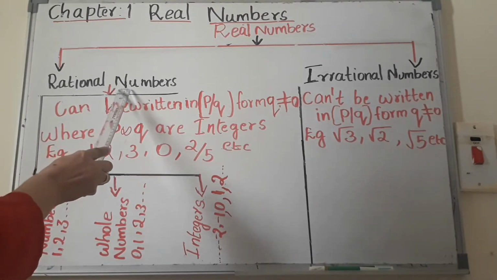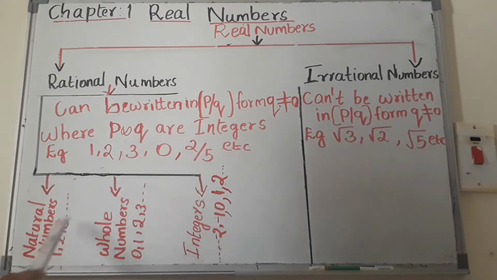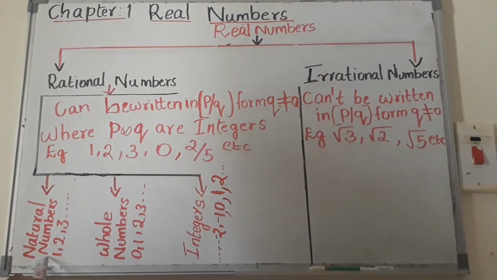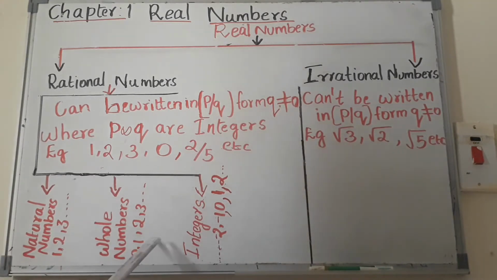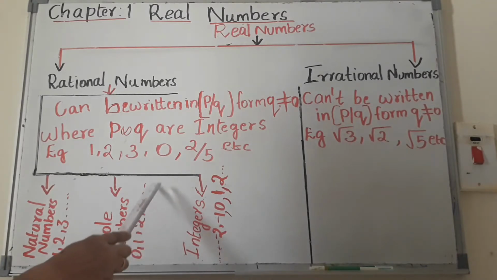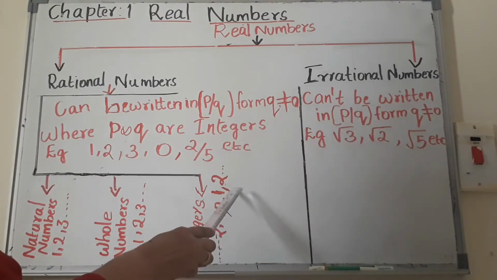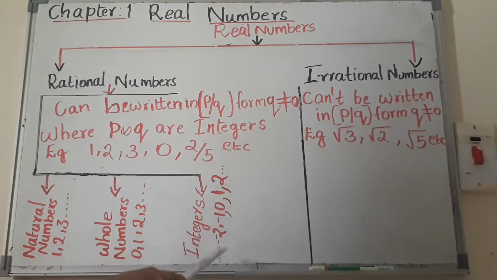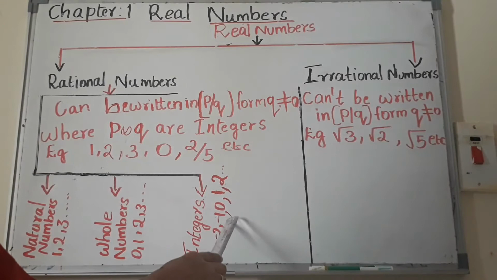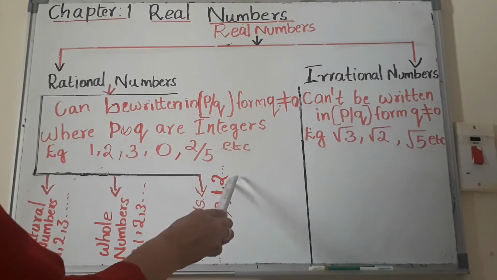Rational numbers can be divided into three: natural numbers, whole numbers and integers. Natural numbers are also called counting numbers. Example 1, 2, 3, etc. Then whole numbers. Example 0, 1, 2, 3, etc. Then integers. Integers means it is a combination of negative numbers, 0 and positive numbers. For example, -2, -1, 0, 1, 2, etc.